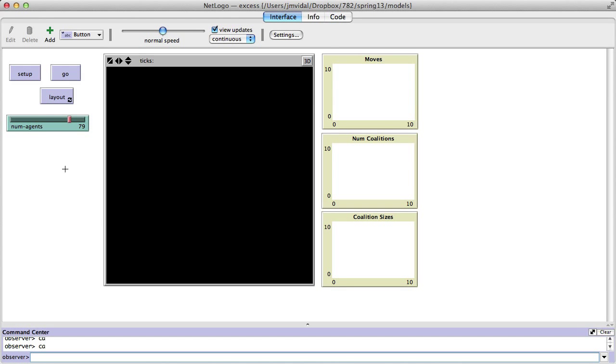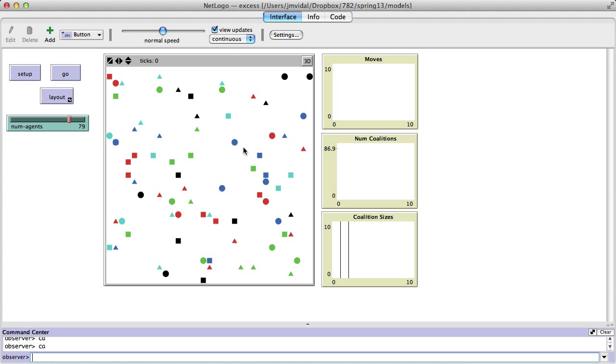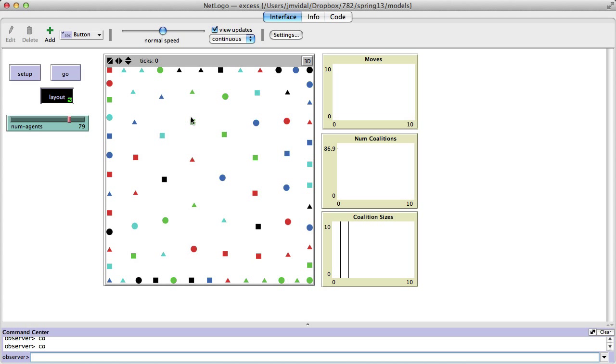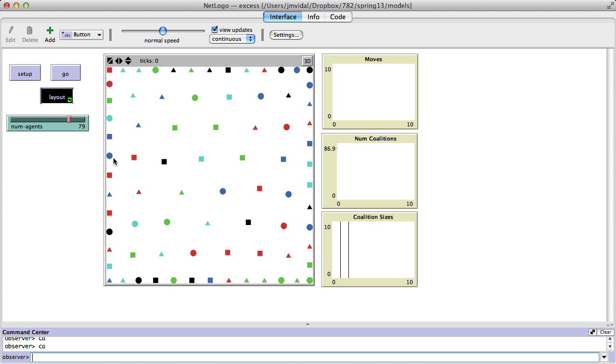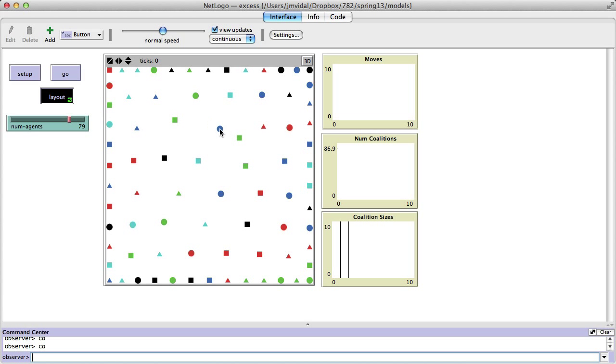So I just wanted to show you how this homework is going to look. When you hit setup, it's going to create all the agents that we talked about. We have circles, squares, and triangles, and they're of different colors: reds, blacks, greens, and cyan. They're just randomly placed. When you hit layout, we're doing the spring layout here. That's what happens because right now we don't have any links, so they're all kind of repelling each other.